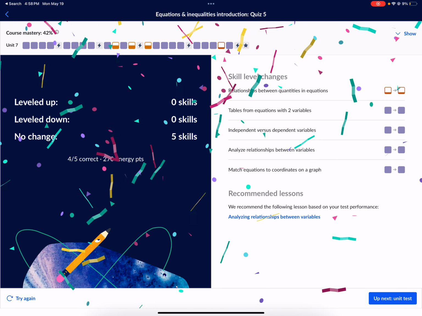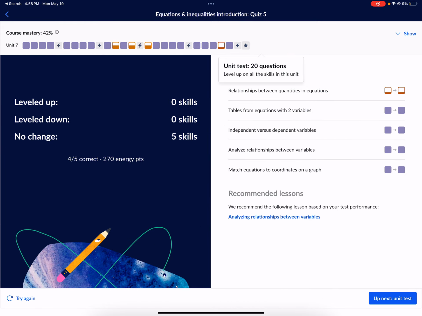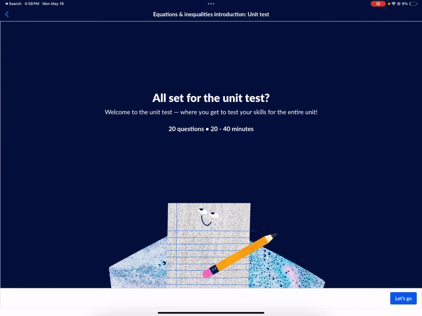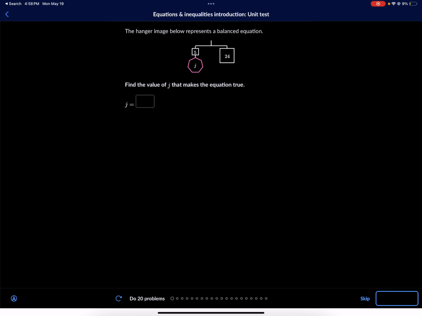Okay, so now let's move on to the unit test. And, ooh, it's looking like a long one. So everybody buckle up, and we are going to start this unit test right now. Good luck. And if you want to go back and watch my previous episodes, you can totally do that. So I'll give you a moment to do that. All right, you're back. Good luck.